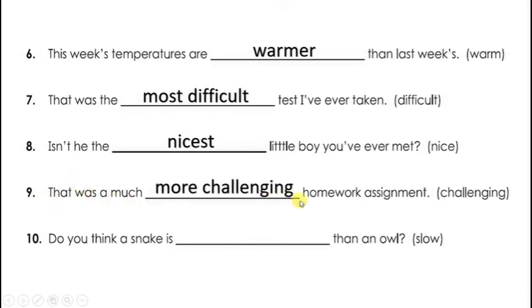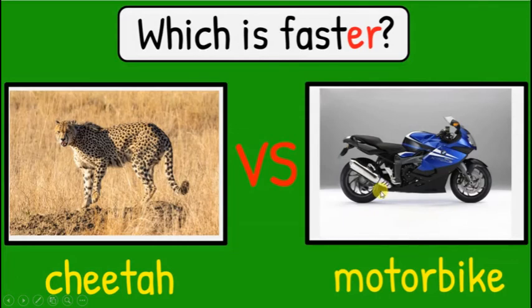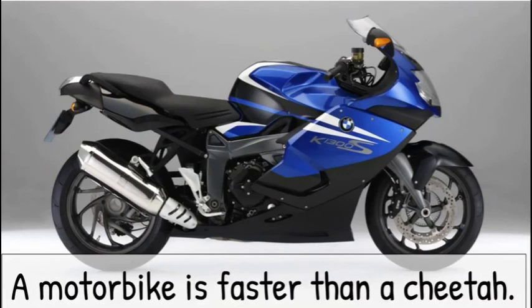That was a much challenging. So challenging is a long adjective. So I say more challenging or the most challenging. Do you think a snake is slower than an owl? So we have a comparison here between snake and owl. So slower than. A snake is slower than an owl. So guys, please help me here. Which is faster? It's comparative here. Cheetah or motorbike? Yes. A motorbike is faster than a cheetah.